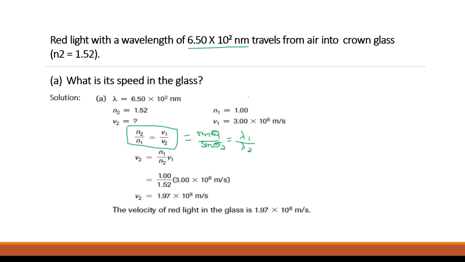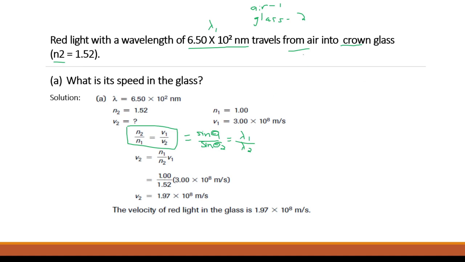So let's say that glass is 2, air is 1, right? Because usually it's the first one, from air into crown glass. So that makes this lambda 1. And then we're given crown glass as an n value of 1.52, so we're going to say that's n2.